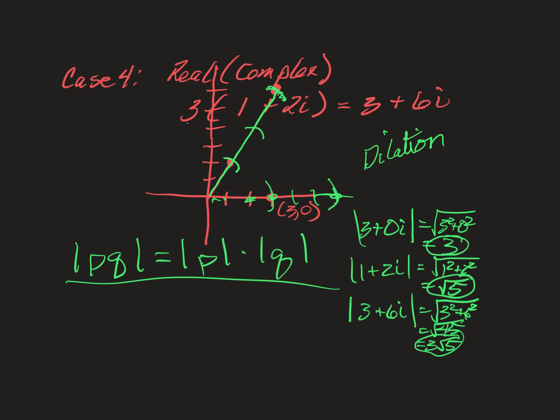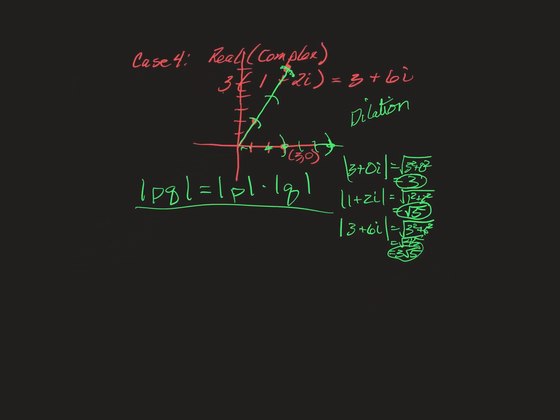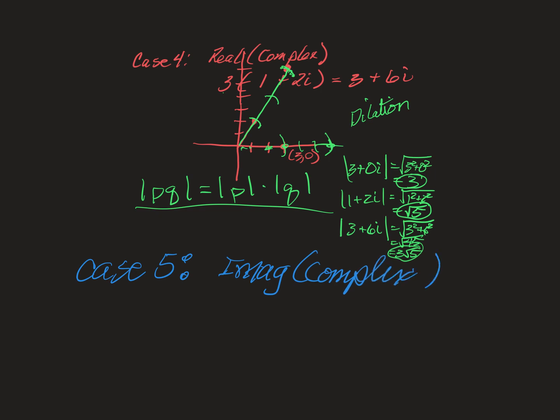Okay? So then what happens if we multiply by a complex number? Let's take a peek at that. And that would be case 5. Case 5 is an imaginary number times a complex number. And a good example of that would be, let's go with 2i times 1 plus 3i. Okay? Like that. So what would happen here?